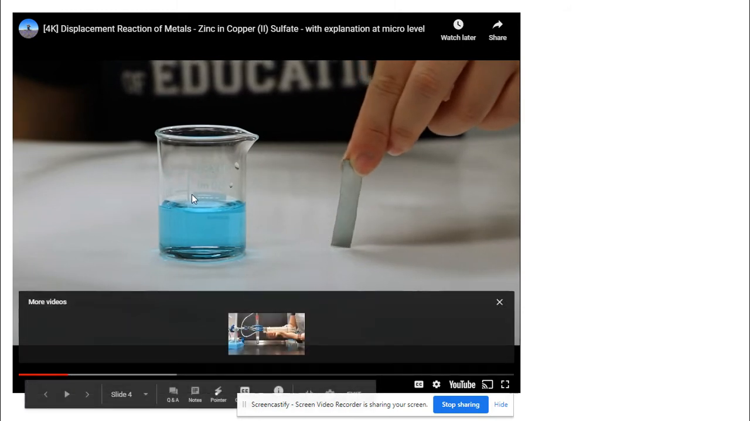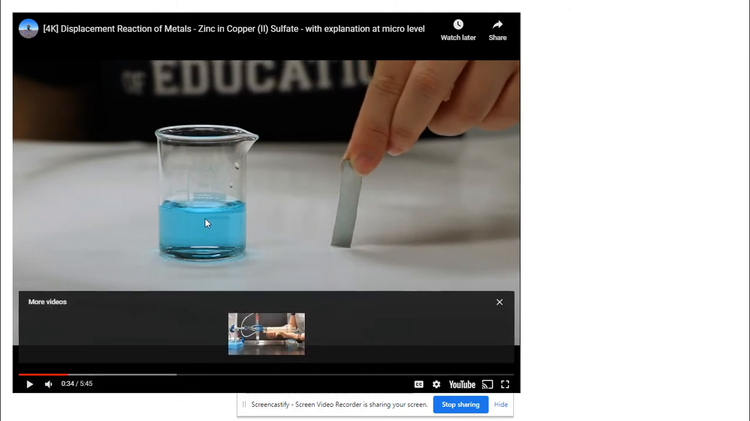Now, this copper 2 sulfate solution right here, this is copper 2 sulfate dissolved in water. So there's copper ions and sulfate ions dissolved and floating around in here. And then we have our solid zinc.